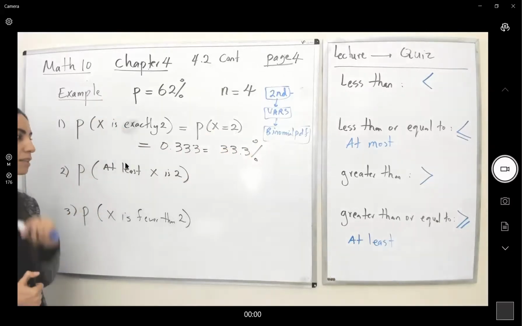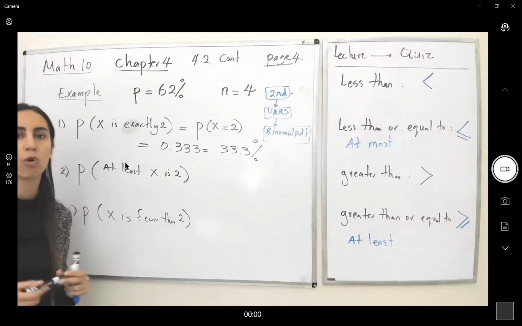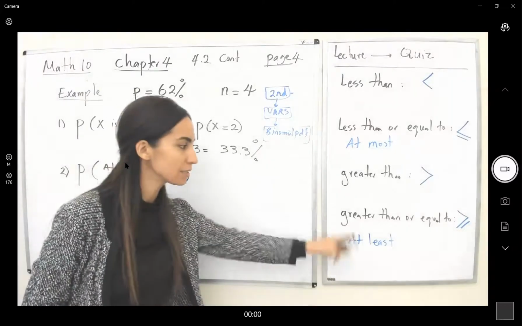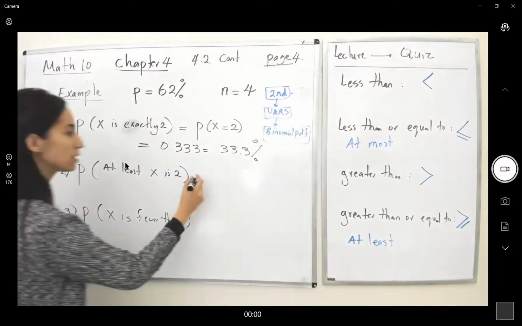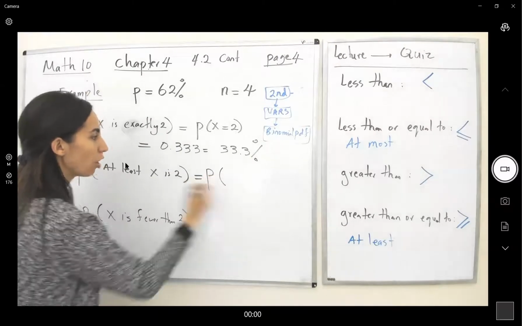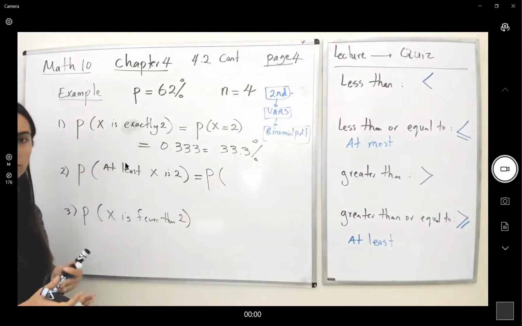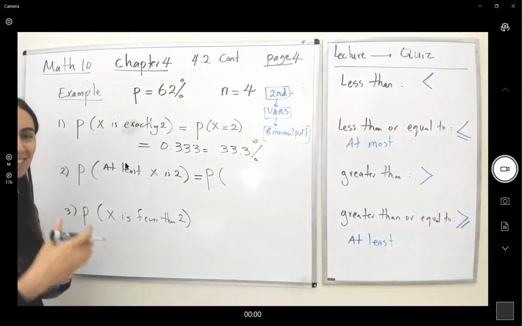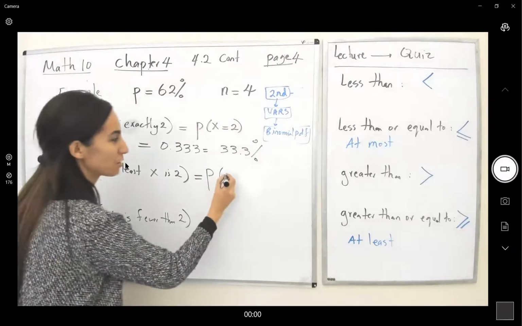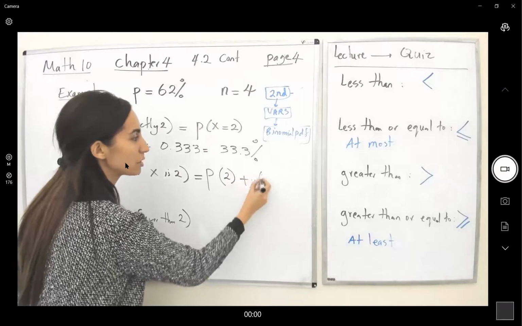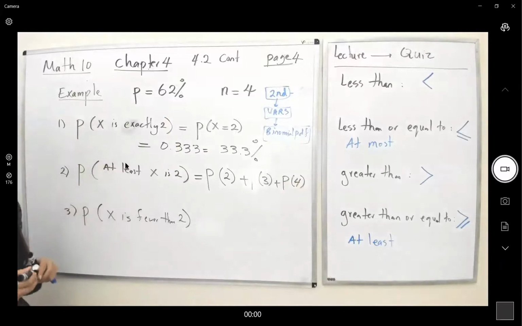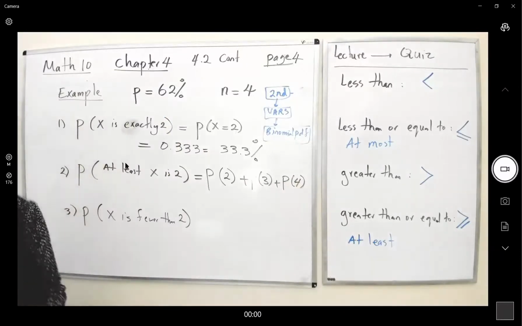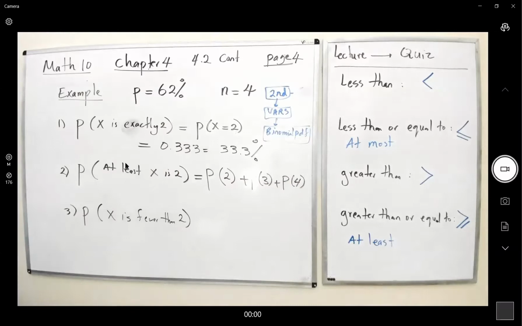Now, at least 2 of them. What's the meaning of at least? Greater than or equal to. So it means that we're finding the probability of 2 or 3 or 4. The probability of 2 plus probability of 3 plus probability of 4. Okay. Take your time, find the probability.